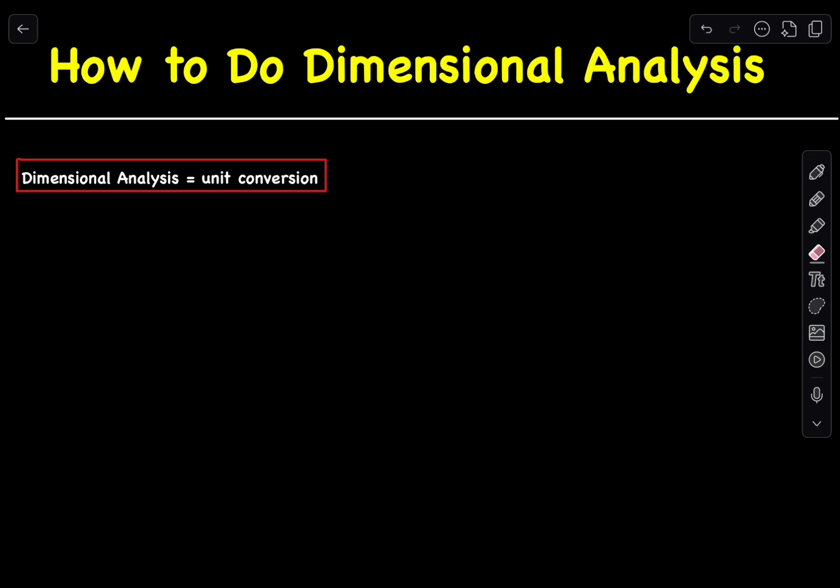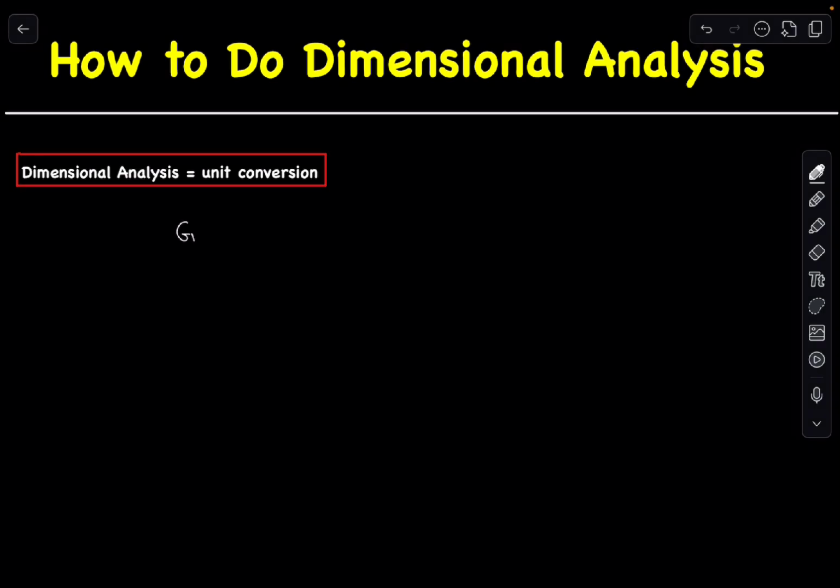In this video, we're going to learn how to use dimensional analysis to convert between units. We're going to learn how to convert from inches to centimeters and from grams to moles. This technique is used in every chemistry calculation and especially in lab problems.